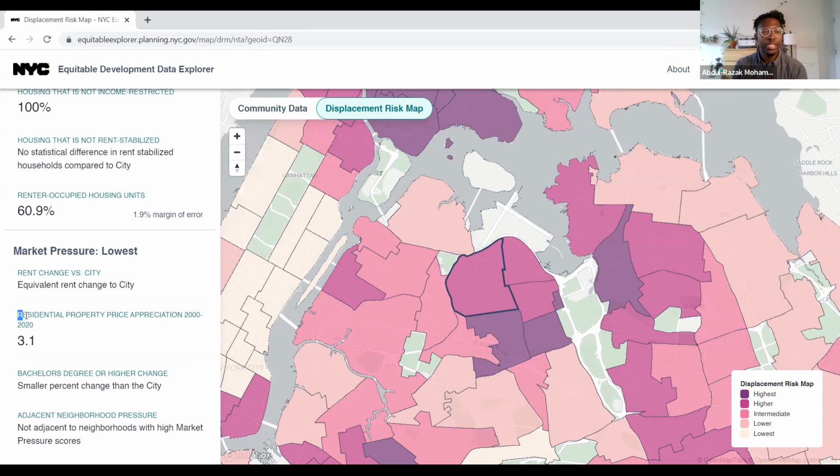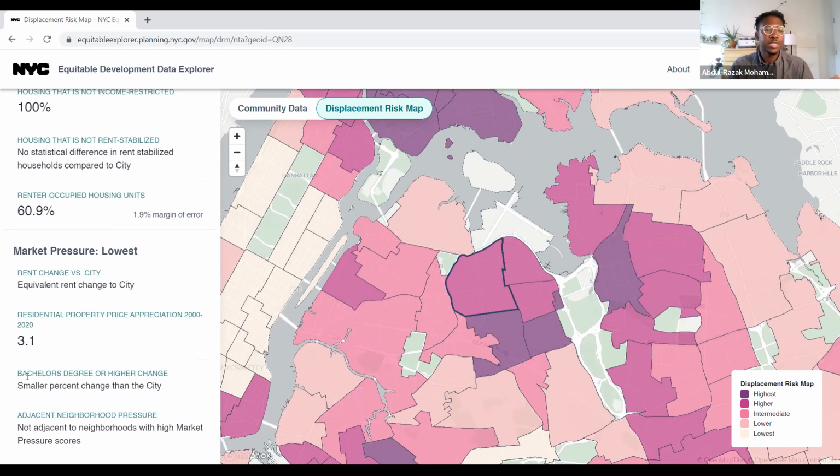The next data point is the residential property price appreciation. We can see that there's been an appreciation that's increased by about 3.1. That means that there's been a property price increase in that area at what would be seen as maybe a particularly high level when compared to some areas, but not enough to push the market pressure level that much higher besides the lowest level that it's at right now.